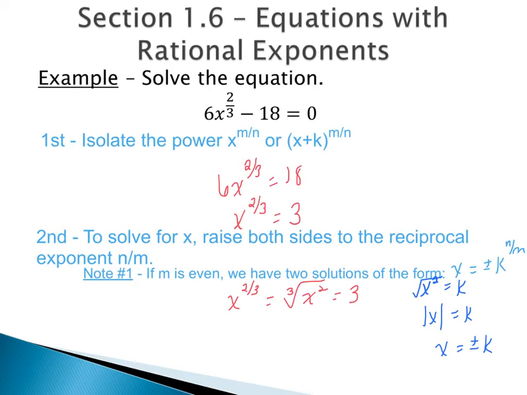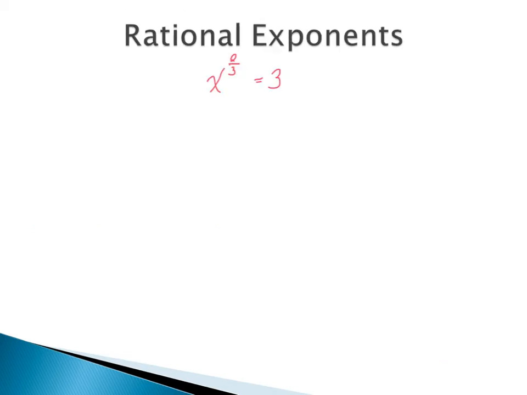The second note would be that if m is odd, we would just have one answer, so we would just have x equals the number, let's just say k, raised to the n over m. So it makes a difference whether m is even in the original rational exponent of our original equation. With that in mind, let's apply the second step using that note. First, I'm going to be raising both sides to the reciprocal exponent. So that means I'm going to be raising both sides to the 3/2 power.